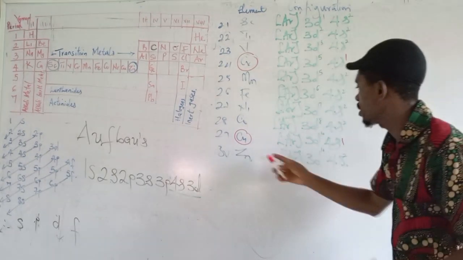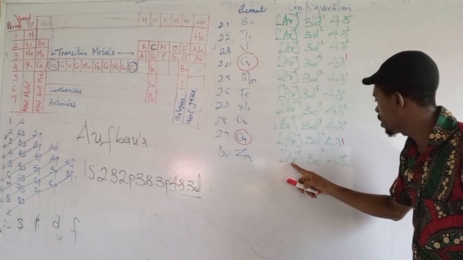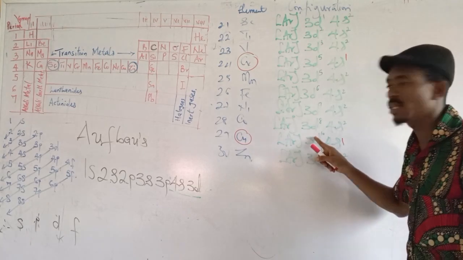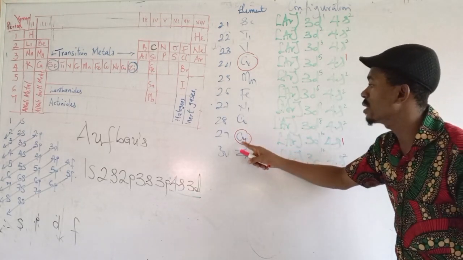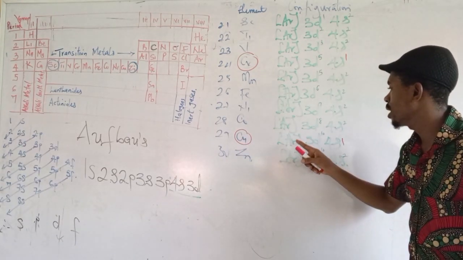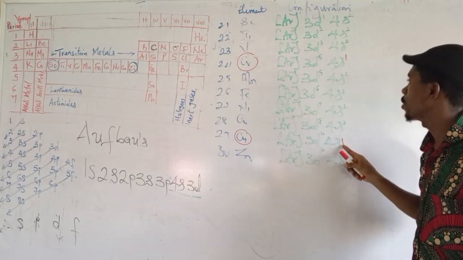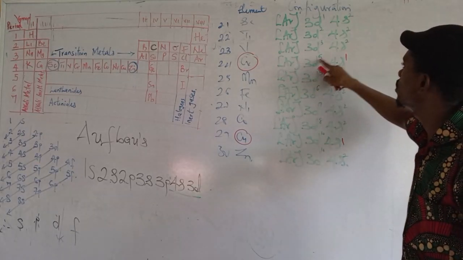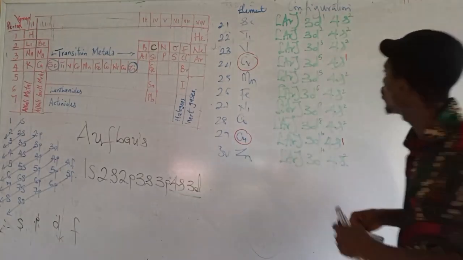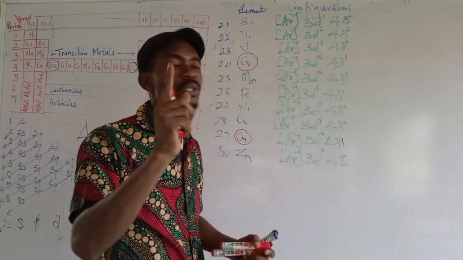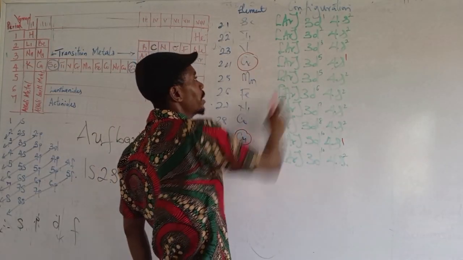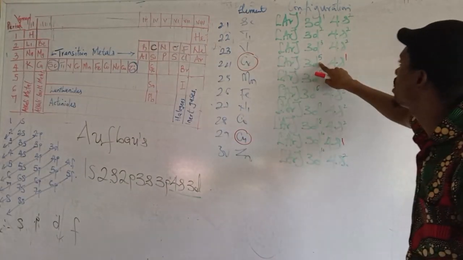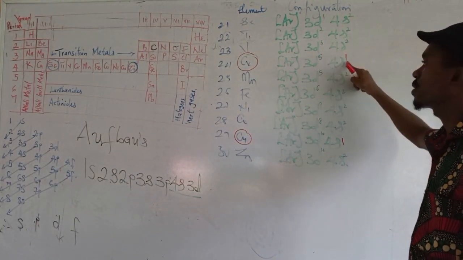So zinc: argon is 18, 18 plus 2 is 20, plus 10 is 30. Copper is 29. This is 18, 18 plus 10 is 28, plus 1 is 29. Okay? Then this is chromium. Chromium is 24. 18 plus 6 gives us 24. So when configuring them, the only place you have to take note of is chromium and copper. The others are just going to follow suit. So chromium, we have the 5 taking 1 from the S.